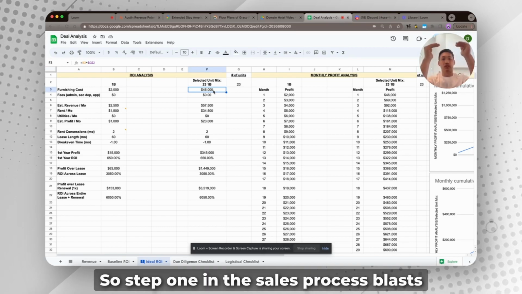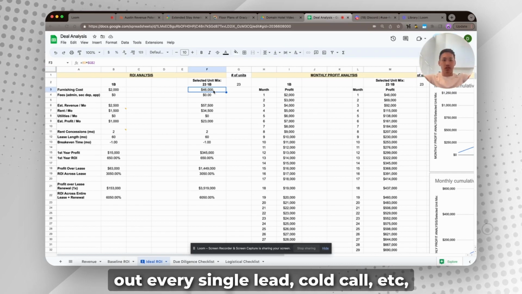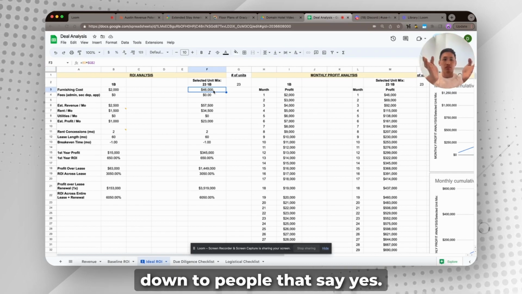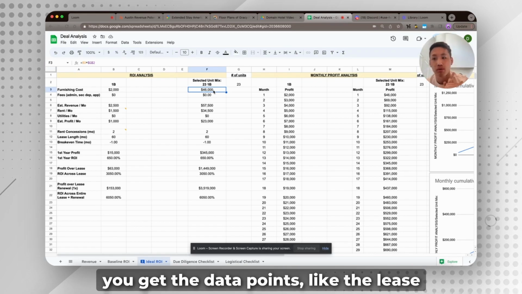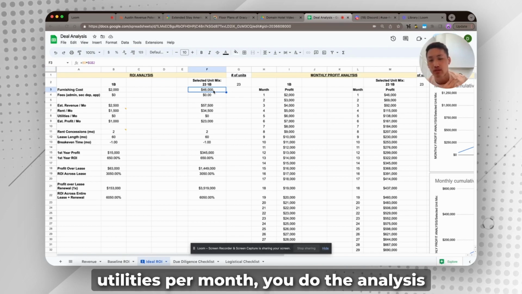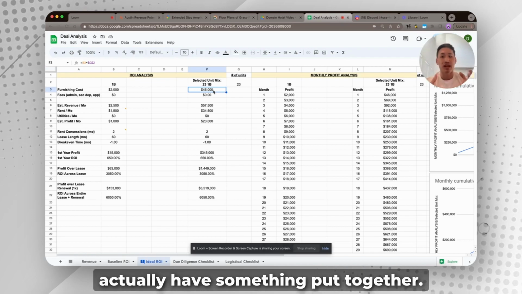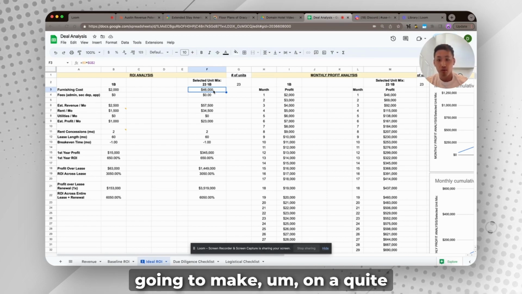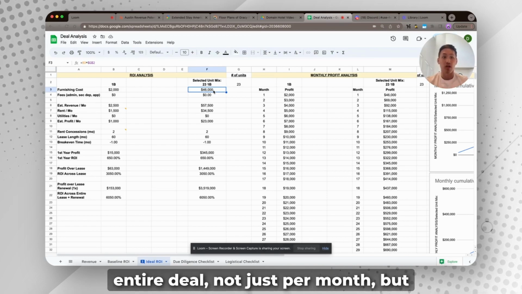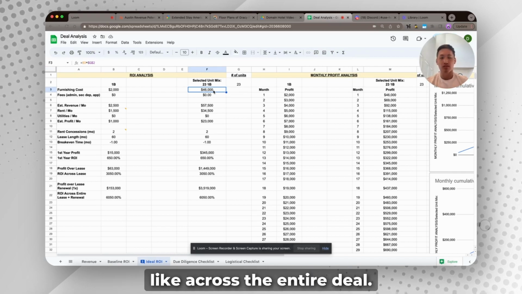So step 1 in the sales process, blast out every single lead, cold call, etc., and then funnel it down to people that say yes. And when they say yes, then you get data points like the rent concessions. You get the data points like the lease length, the rent per month, the utilities per month. You do the analysis on the revenue, and then you can actually have something put together. Like, how much money am I actually going to make on a quite granular basis, across the entire deal, not just per month, but across the entire deal.